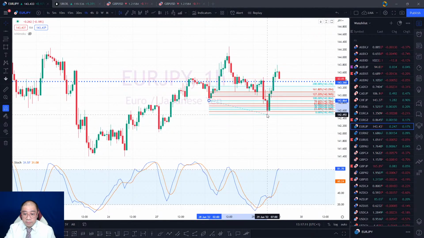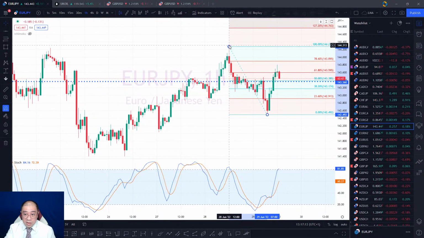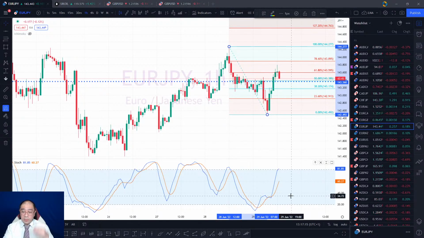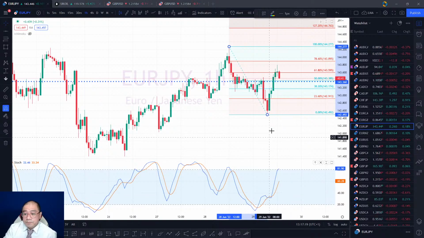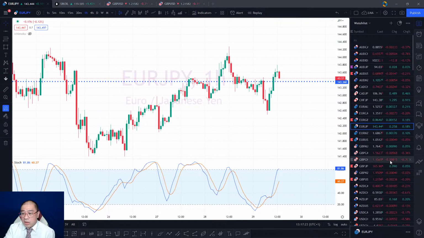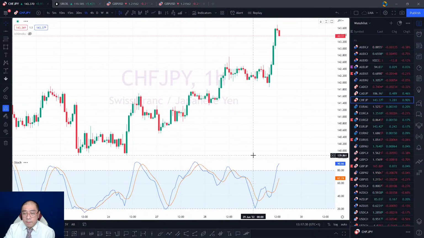You can draw a fib from there to there. This one is around 61.8%. This is a little bit more accurate. Okay, so hopefully that answers that. Okay, Swiss yen, how far can it go? We'll take a look at Euro yen in a minute, but Swiss yen, how far can it go?